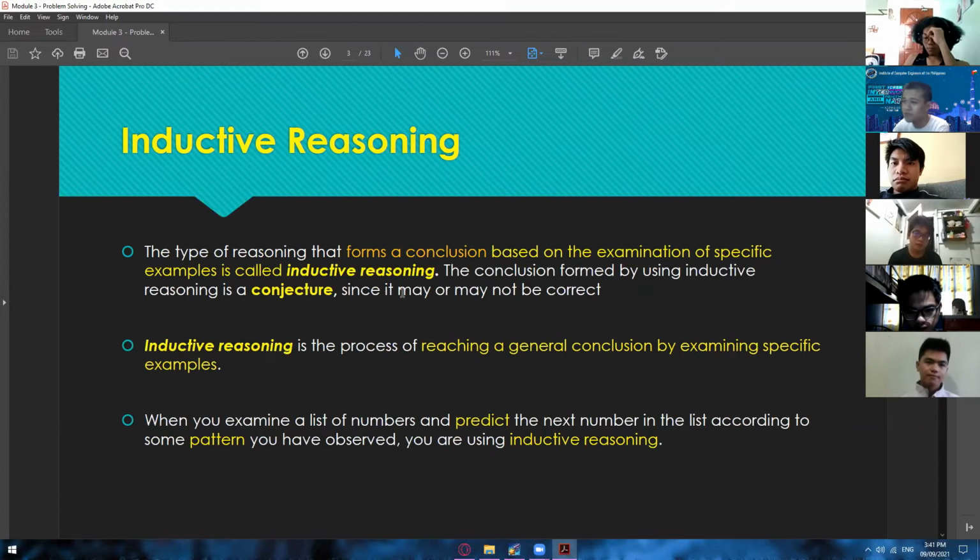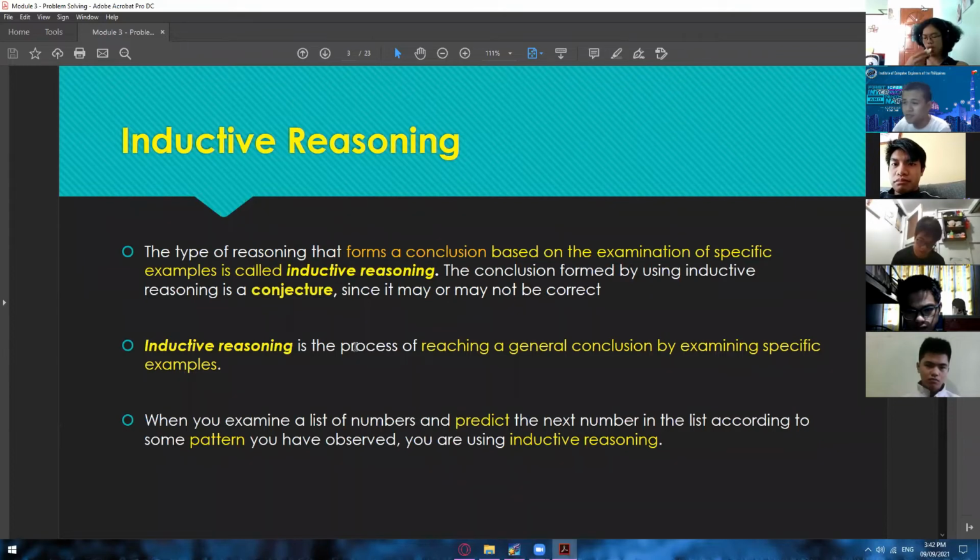The conclusion formed by using inductive reasoning is a conjecture, since it may or may not be correct. There is no guarantee, so that's why it's called a conjecture. We could see that inductive reasoning is the first judgment, which is just our instinct, with the first look at a situation, or the first glance. It's 50-50. You may be correct, or you may not be correct.